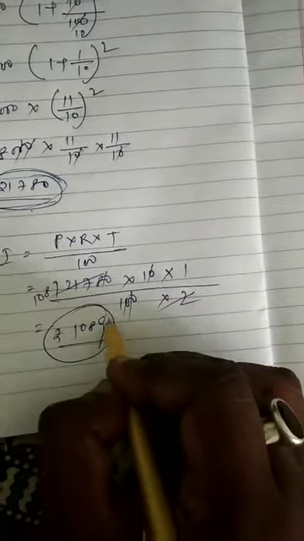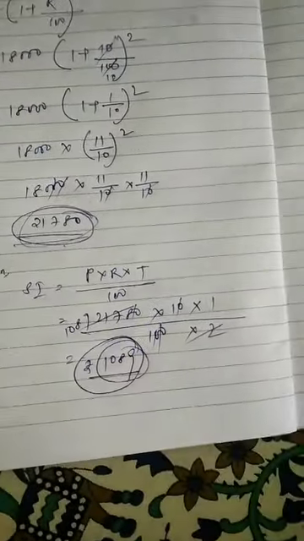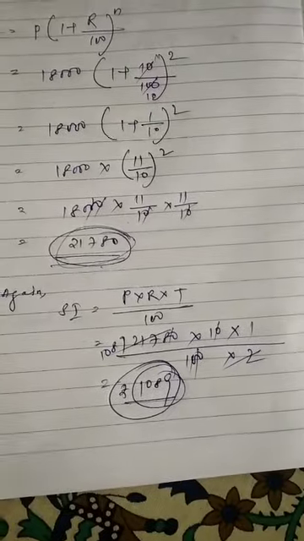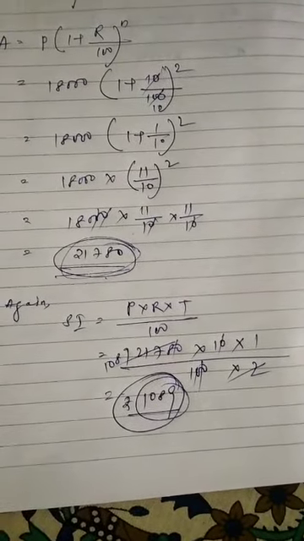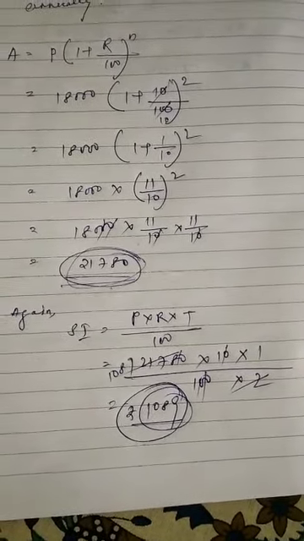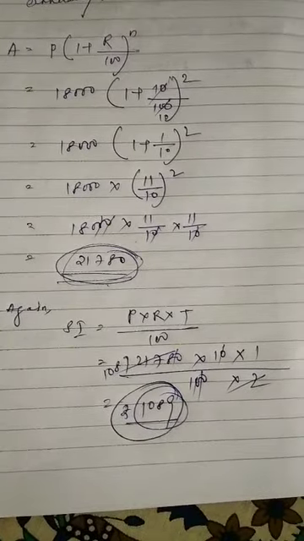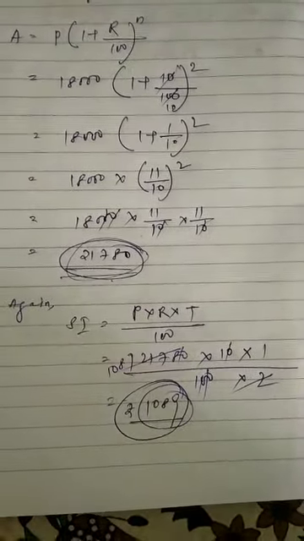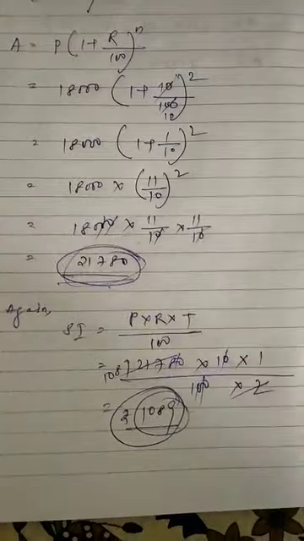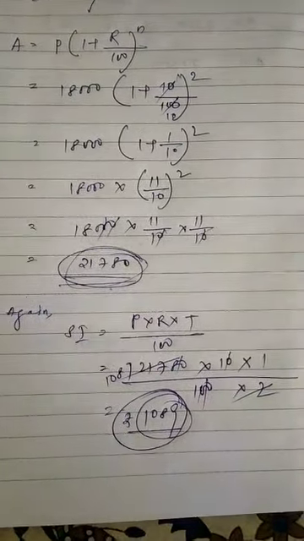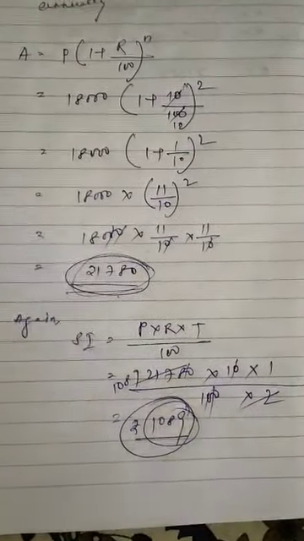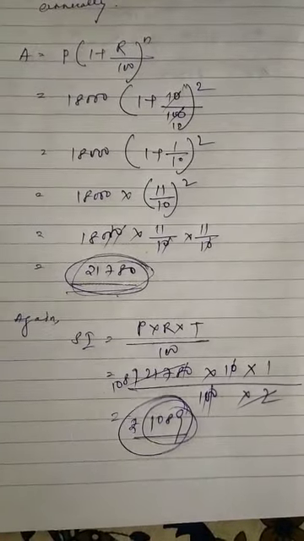Children, 1089 which I got is the simple interest. This is the interest amount of half year. Now the question is: what is the final amount to be paid and what is the final interest to be paid? Let us check out the final interest to be paid.